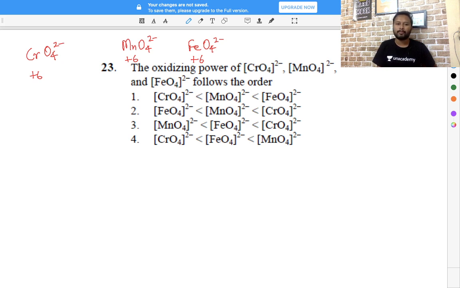Okay, so if you look at the order of the size, when you go from left to right, chromium is a d0 species over here, right? Then manganese is d1 over here, in plus 6. I'm just talking about plus 6 oxidation state, and iron in plus 6 is your d2 species. So they are in this order. So if you write down the order of size, chromium is the smallest, manganese is in the middle, and iron is highest in size. Okay, so if it is so, what should be the order of this?